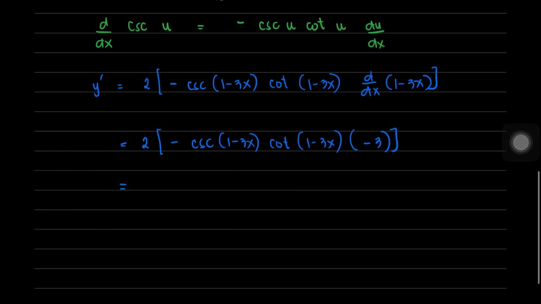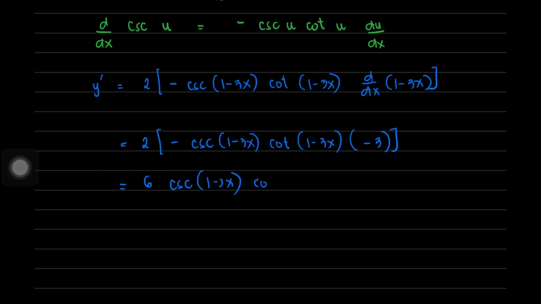Right? So this is now equal to negative 3 multiplied by negative multiplied by 2, so that will give us positive 6 multiplied by cosecant of 1 minus 3x cotangent of 1 minus 3x. This is now y prime.